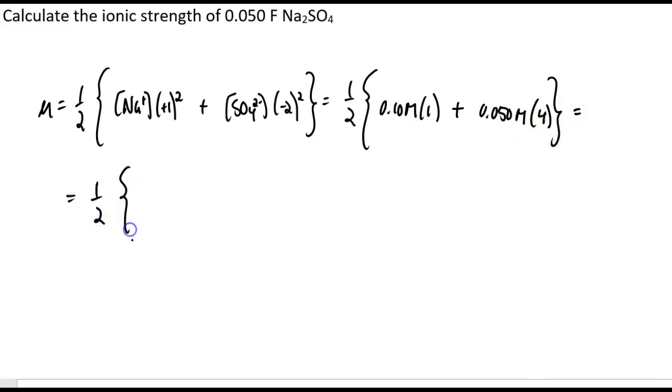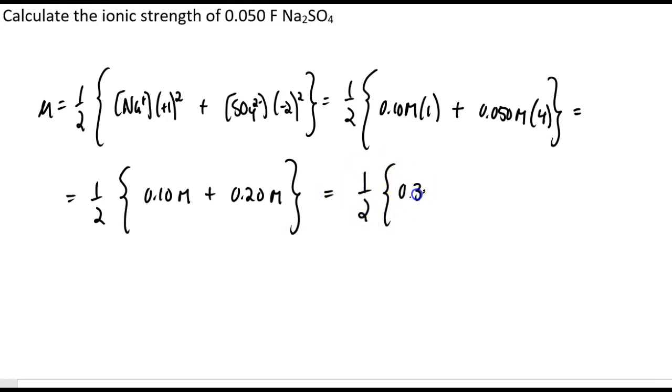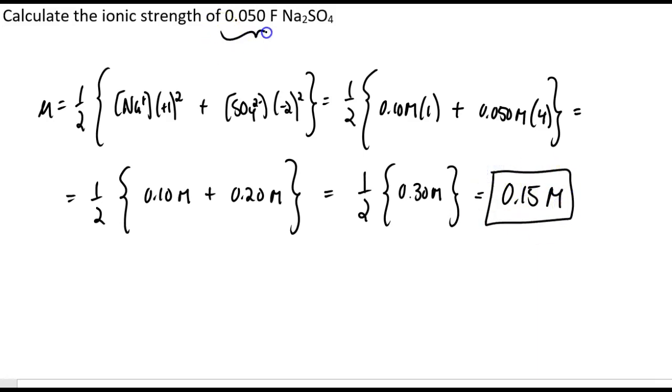So we have 1/2 times the quantity, 0.1 molar, and then if we do this arithmetic here, we get 0.20 molar. So we have 1/2 times the quantity, 0.3 molar, which ends up giving an ionic strength of 0.15 molar, which is quite different from the concentration.